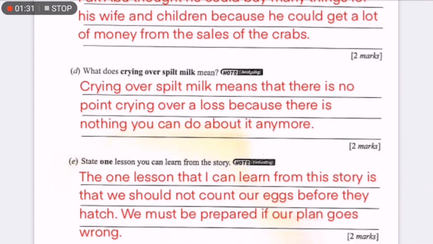What does crying over spilled milk mean? I already taught all of you this one before. The meaning of crying over spilled milk: it means that there is no point crying over a loss because there is nothing you can do about it anymore.